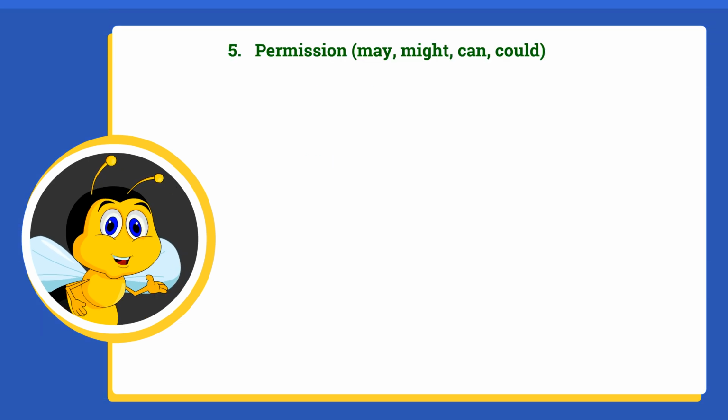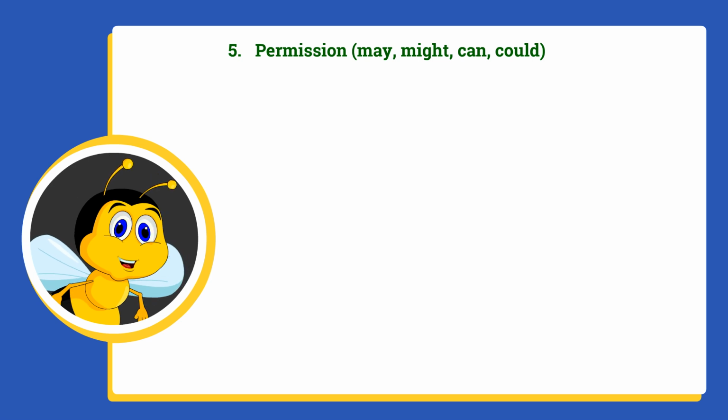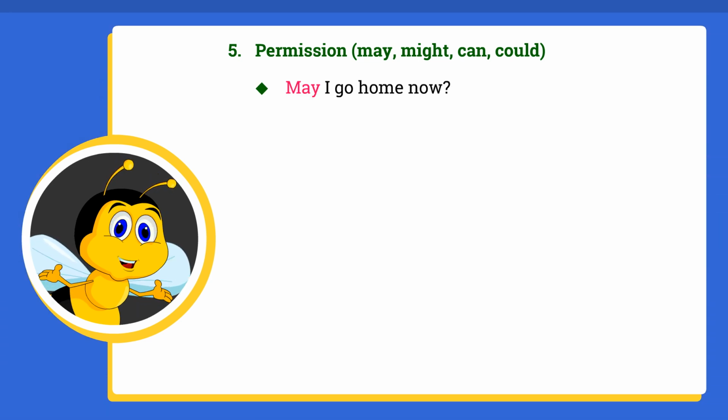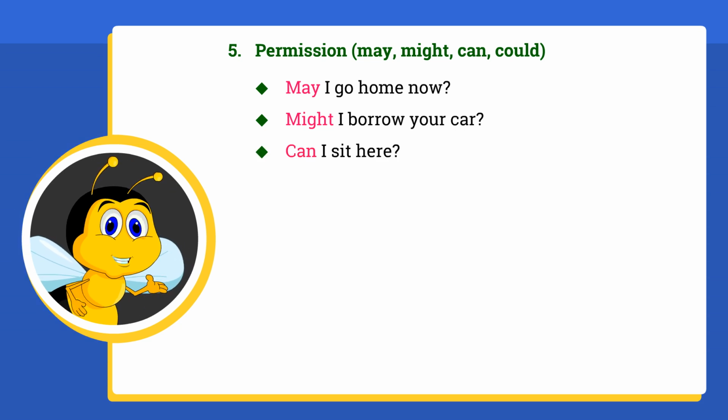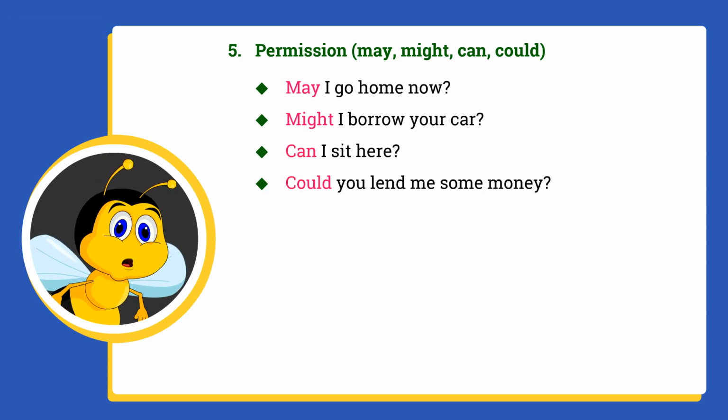Permission: may, might, can, could. May I go home now? Might I borrow your car? Can I sit here? Could you lend me some money?